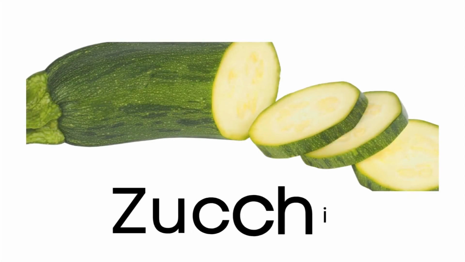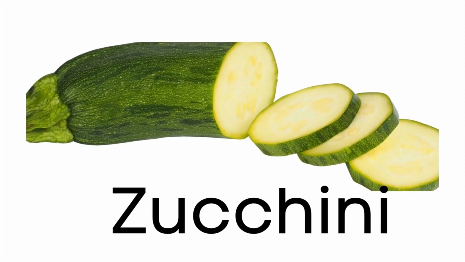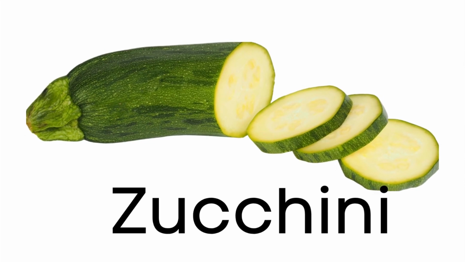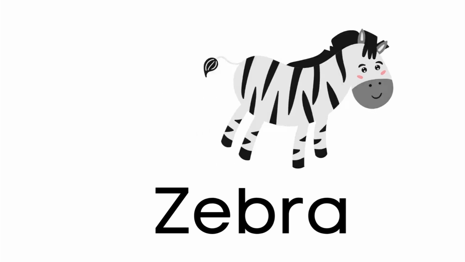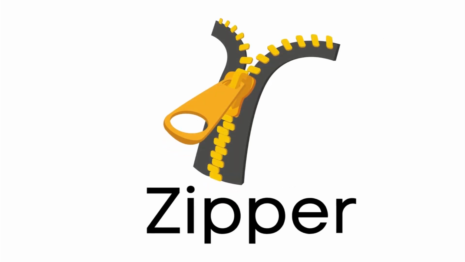Z, Z, Z. Z is for zucchini. Z is for zebra. Z is for zipper.